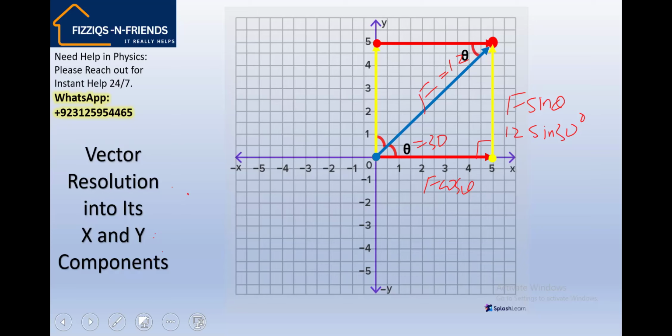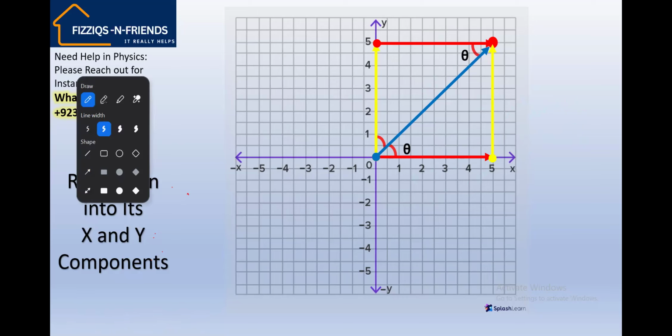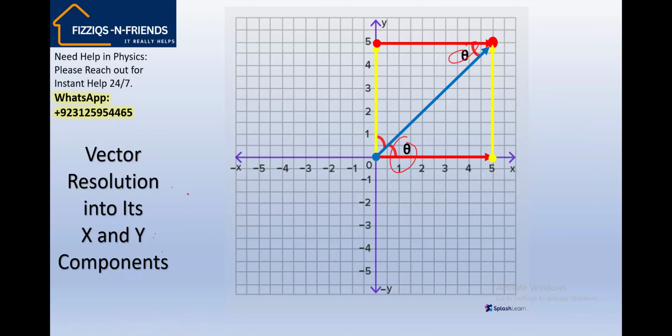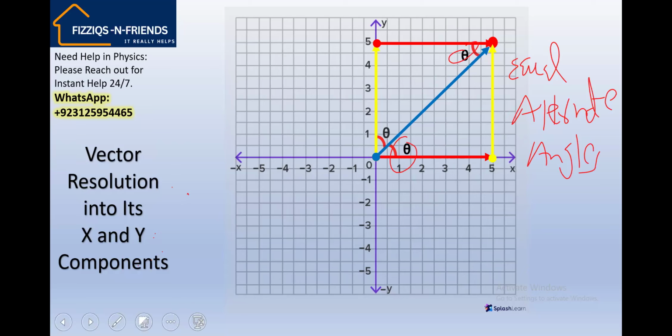One more concept to be understood here. If you have theta in this direction or in this direction, this angle and this angle are always equal. Remember that these are all alternate angles. And if you have theta on the other side, which is this one.